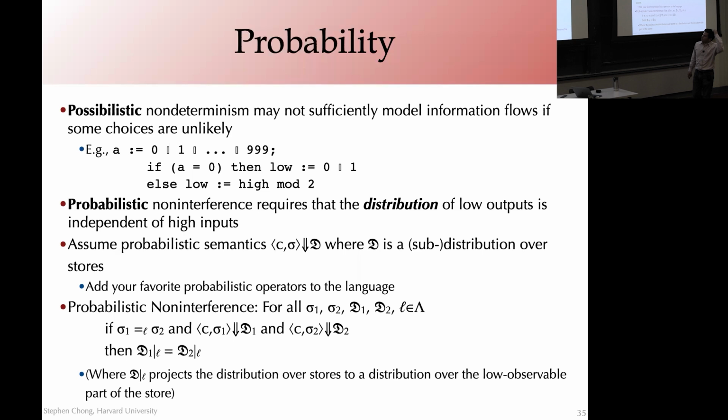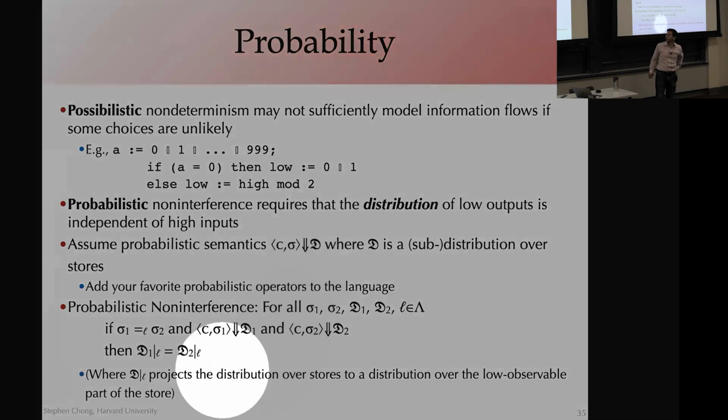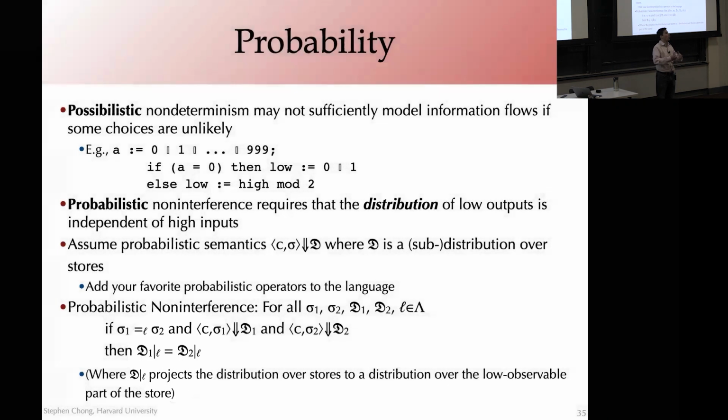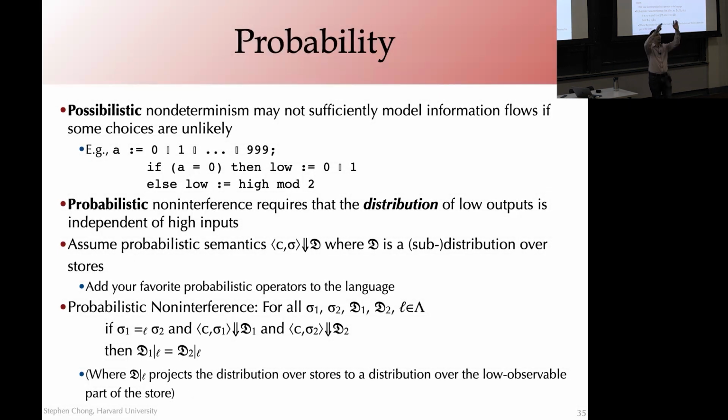So right, the key idea of probabilistic non-interference is essentially that if we have two low equivalent initial stores or inputs, and they execute and produce some distributions, D1 and D2, those distributions should be low equivalent. And by that I mean if we take those distributions over stores and project them to distributions over the low observable parts of the stores, those distributions should be identical. That is, the distributions over the possible observations is not revealing any secret information.